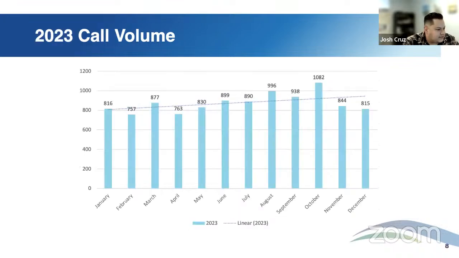And then the next slide is going to be the calls for the entire year. So 816 in January, 757 in February, a little spike in March at 877, back down to 763 in April, 830 for May, 899. It's pretty consistent. And then again, you have that spike in October for the election calls and then it went down. So it averages around 800 to 900 calls. So it's being pretty consistent.